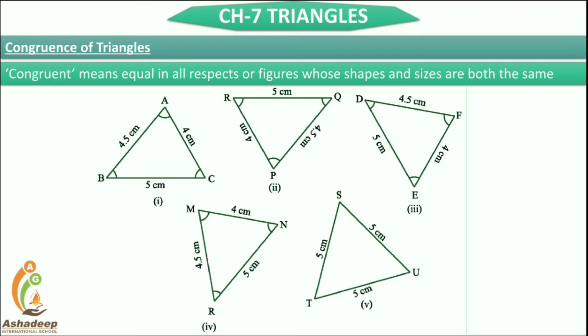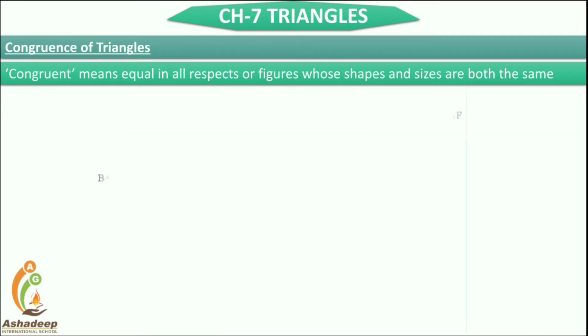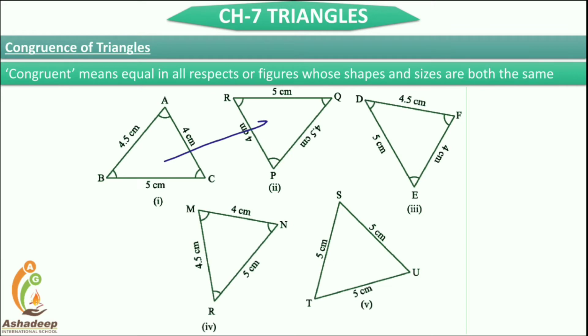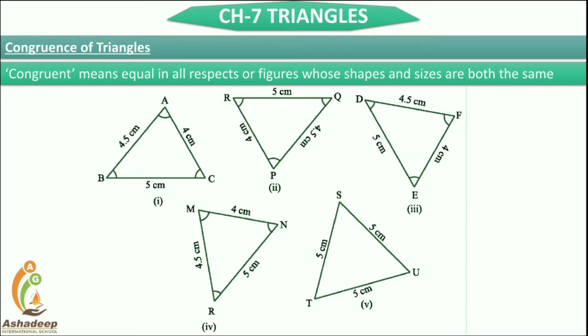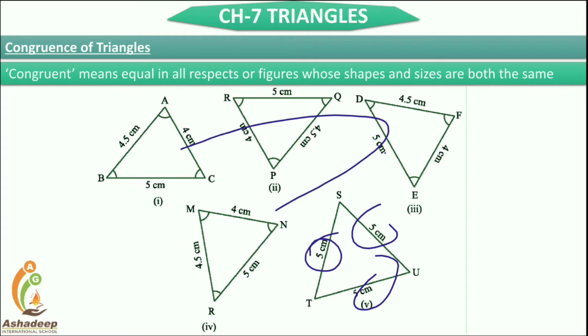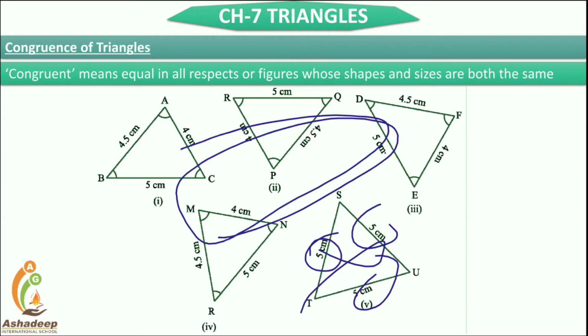Those things we will see in the upcoming slides. So these two figures are congruent. These two figures are congruent. This yes. This is no. This is not congruent with any figure because all the sides are 5, 5 and 5, whereas here it is 4, 5. So we can say these four figures are congruent, but this is not.